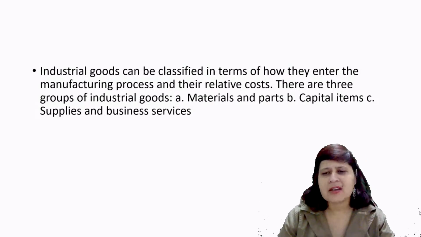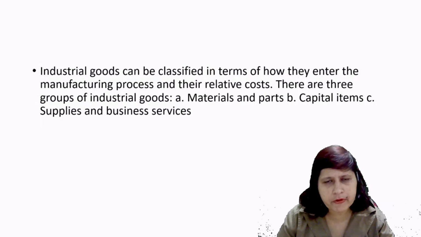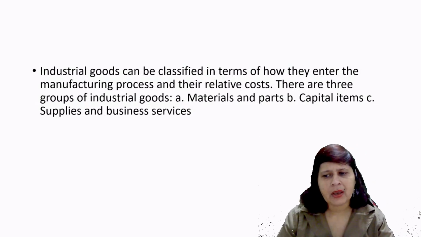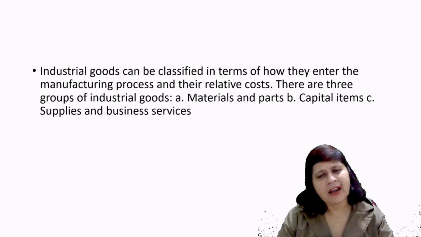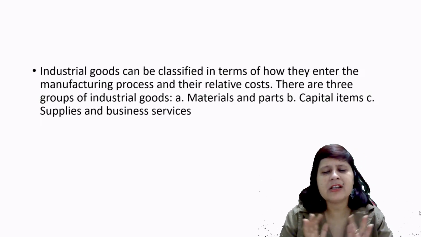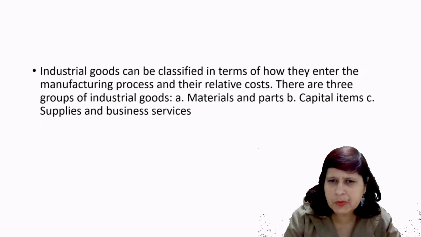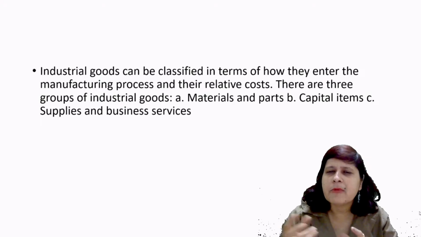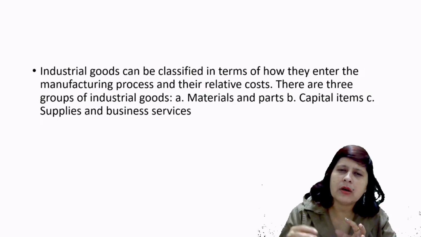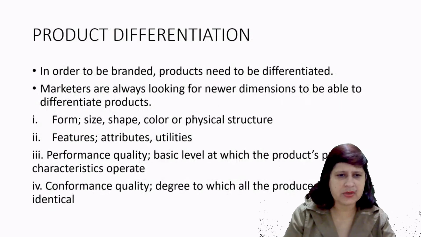Industrial goods can be classified in terms of how they enter the manufacturing process and their relative cost. There are three groups of industrial goods: materials and parts, capital items, supplies and business services. Right? So we can divide it on three bases. Materials and parts could include raw material or semi-finished material or the parts required for the manufacturing of another product. It could be capital items, and supplies and business services. Right?